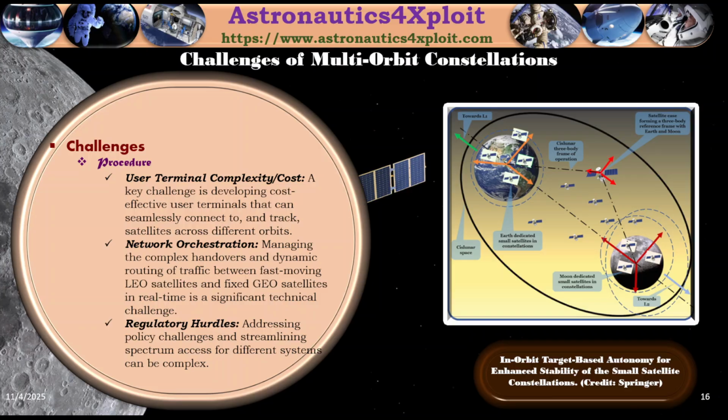A key challenge is developing cost-effective user terminals which can seamlessly connect to and track satellites across different orbits. Network orchestration. Managing the complex handovers and dynamic routing of traffic between fast-moving LEO satellites and fixed GEO satellites in return is a significant technical challenge. And addressing policy challenges and streamlining spectral access for different systems can be complex. In-orbit target-based autonomy for enhanced stability of small satellite constellation is shown in this system.